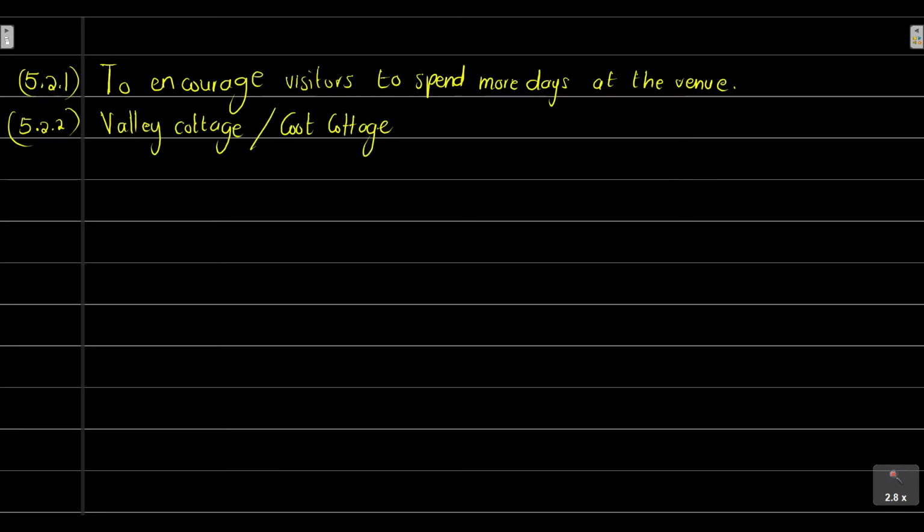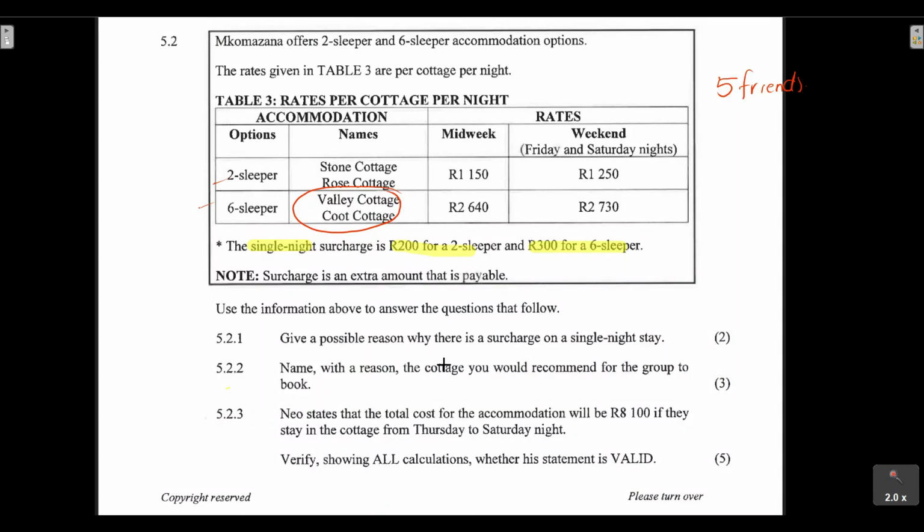Okay, so I would recommend the Valley Cottage, right? And then they said to give a reason why you would recommend this cottage to the group. Okay, so what I basically noticed is that if you were to take that 2,640 and divide it by 6, please remember that as much as there are 5 friends, they are paying for a 6-sleeper cottage.